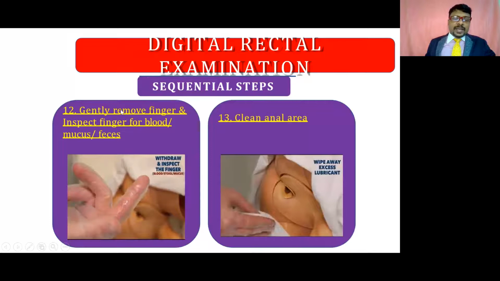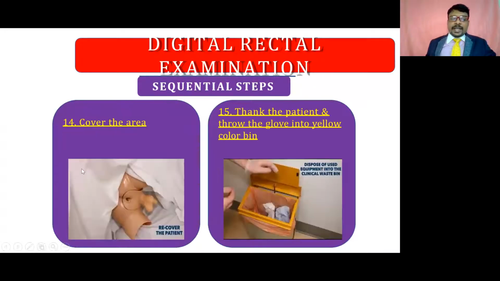Then gently remove the finger and inspect it for any blood, mucus or feces. After taking out the finger, we have to look for any blood. Mucus means thick or white thick secretions, and feces is the waste material; they have to be noted. Then clean the anal area and wipe away excessive lubricant, such as xylocaine, any fluids or any bleeding. We have to clean properly. These are the sequence of the rectal examination.